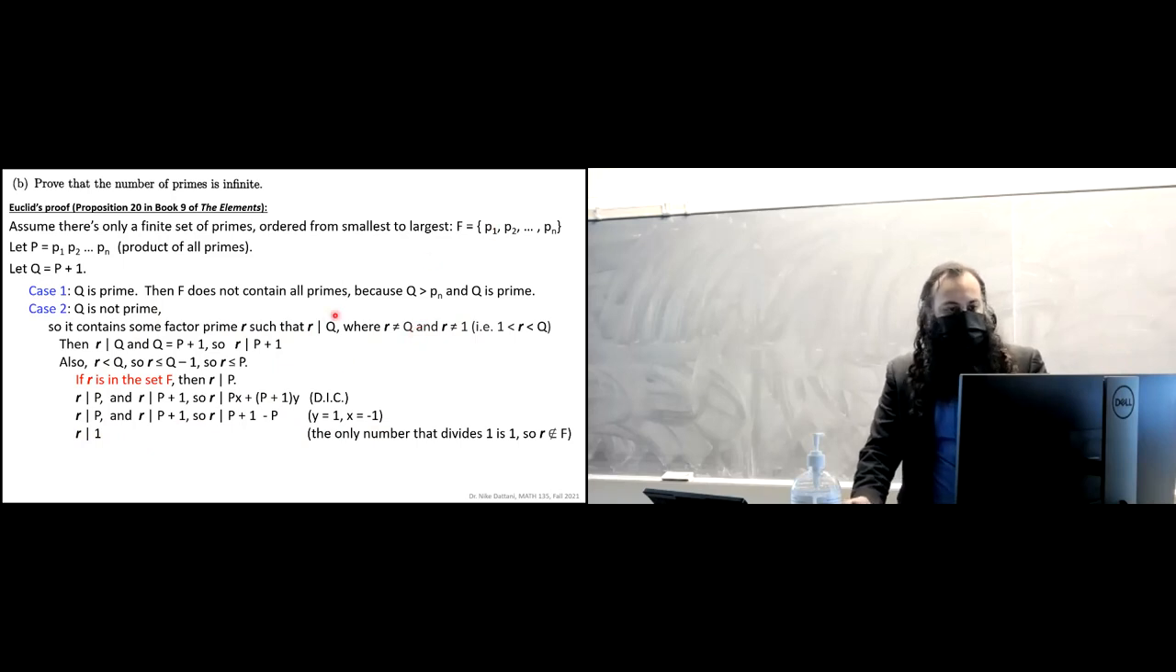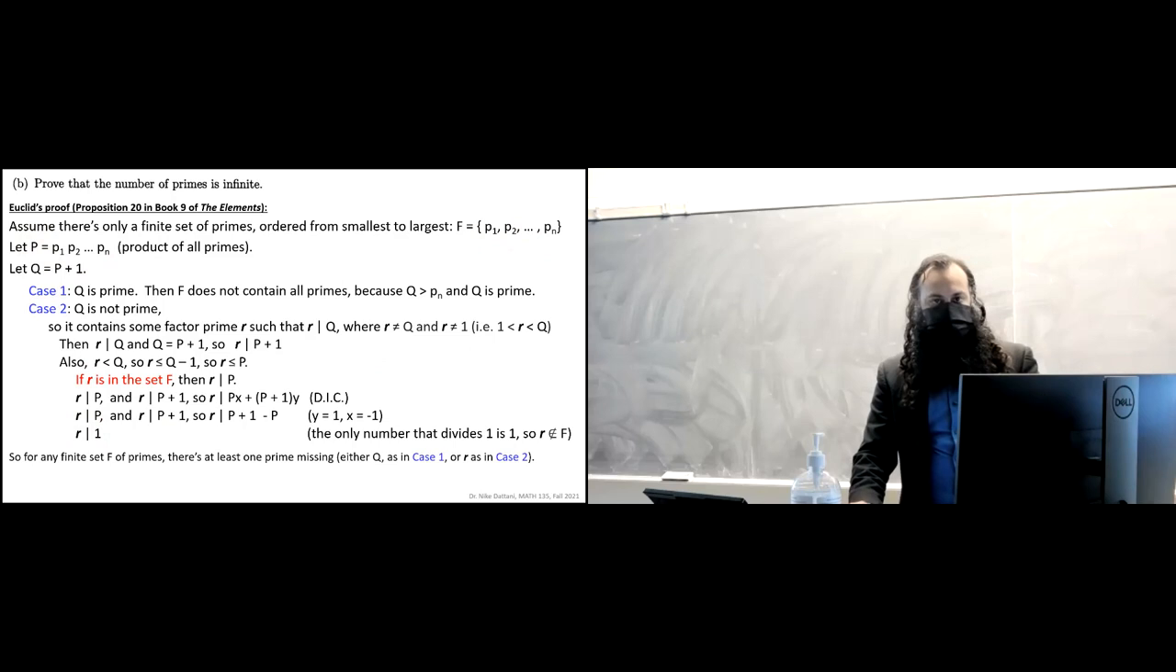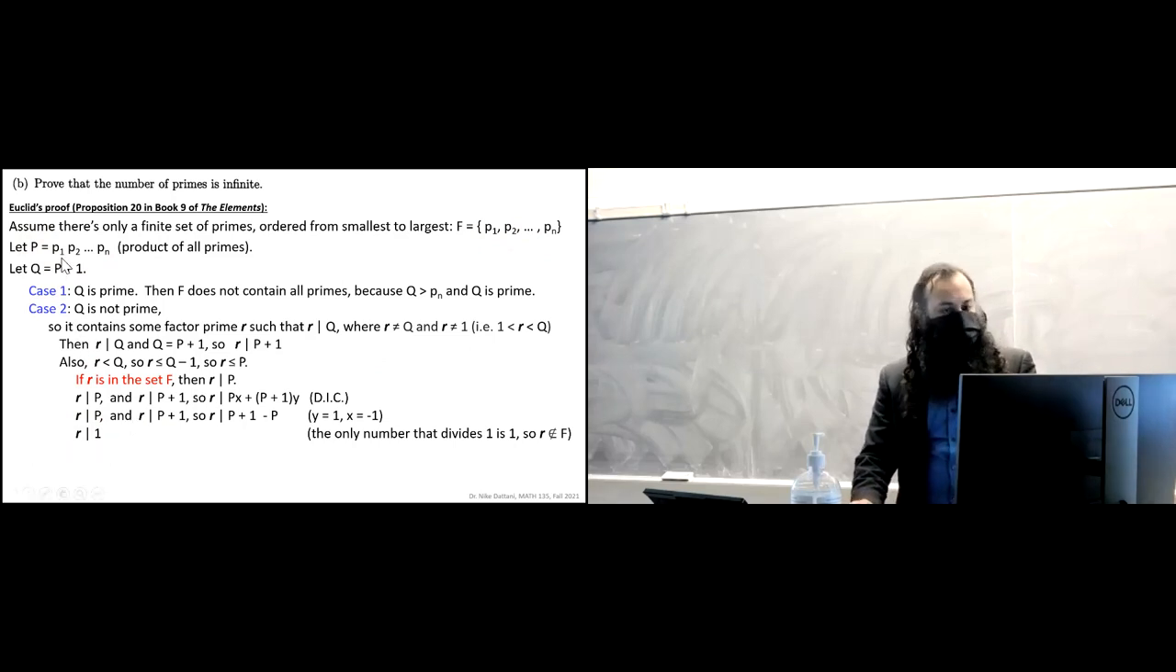So the assumption that R is in this set is false, because if R is in the set F, then R divides capital P. And if R divides capital P, then R divides one and it's not one. If R divides capital P, and R is not equal to one, then R is a number that's not one and divides one, which doesn't make sense.